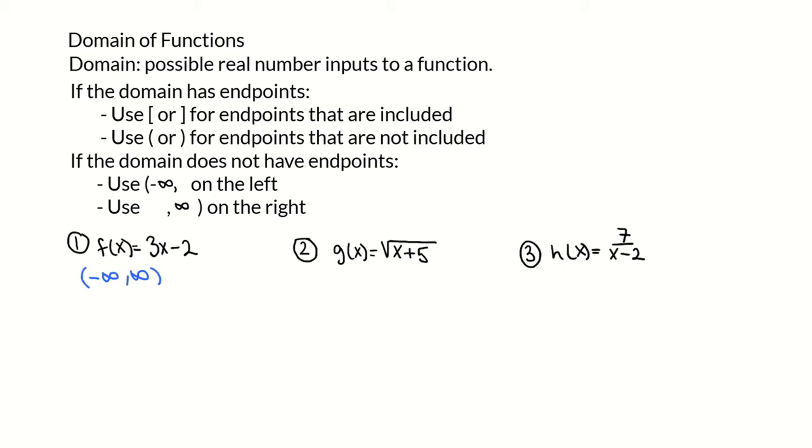The second example, g of x equals square root of x plus 5, does have some restrictions to the domain. And to find those restrictions, we could think about what x values can be plugged in here and which cannot. So for example, if we plug in 0, we would get square root of 0 plus 5, which is square root of 5. That's okay. So 0 is okay. If we plug in negative 1, we'd get square root of negative 1 plus 5, so we'd get square root of 4, which is 2, so that's okay.